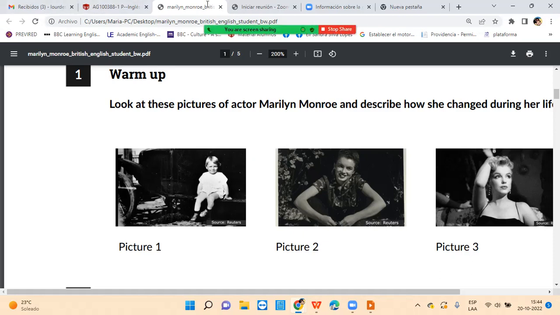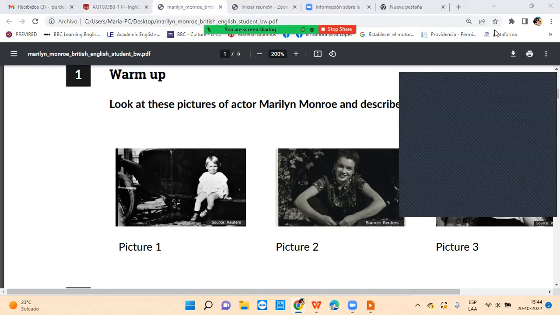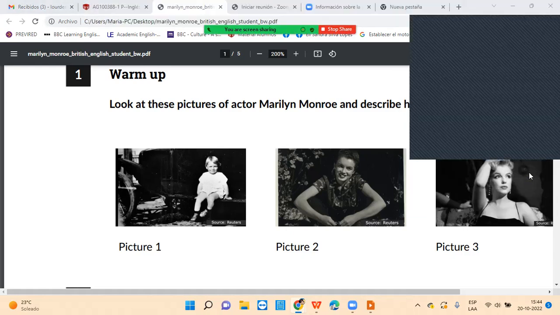What about the rest of people? Do you know Marilyn Monroe? Have you heard about her? Loreto, Catalina, Javier? Yes, she was an actress, yes. Of Hollywood. Okay, she was a Hollywood actress, yes. Any other reason why we still talk about her?